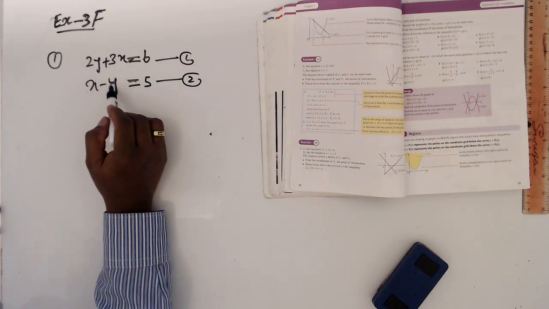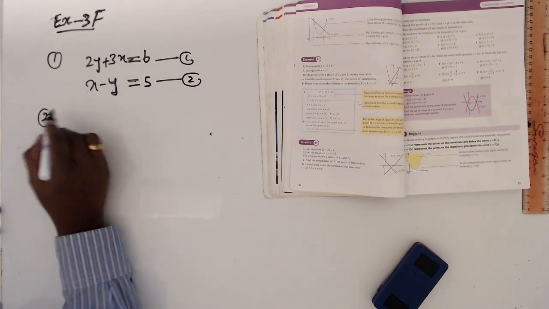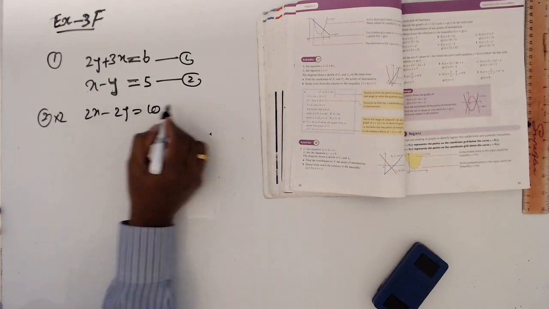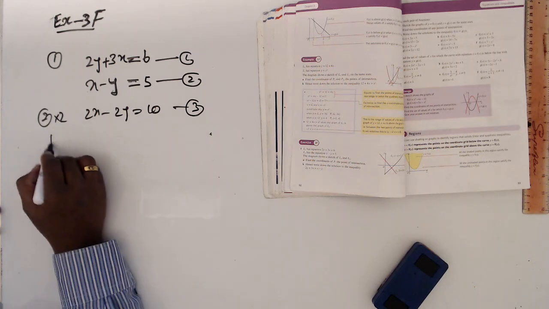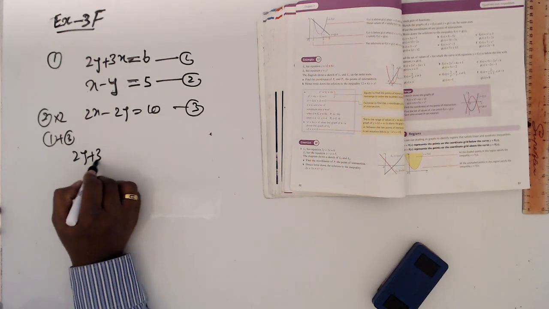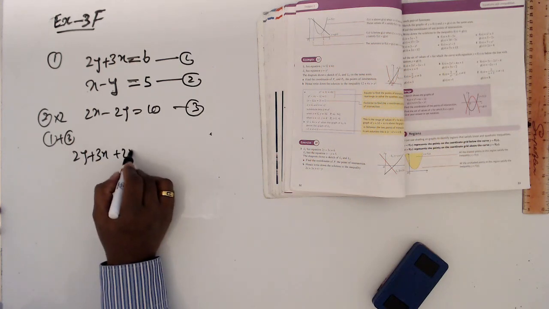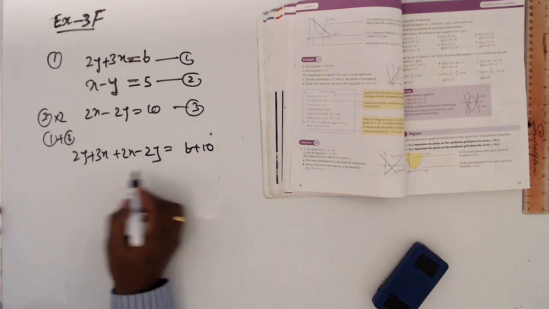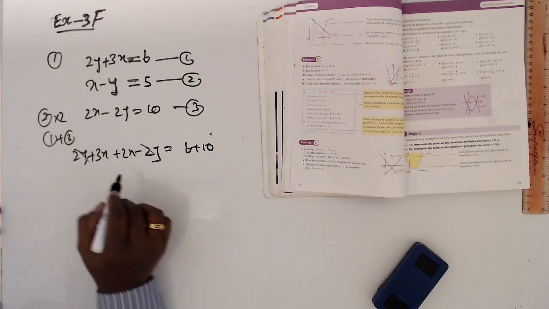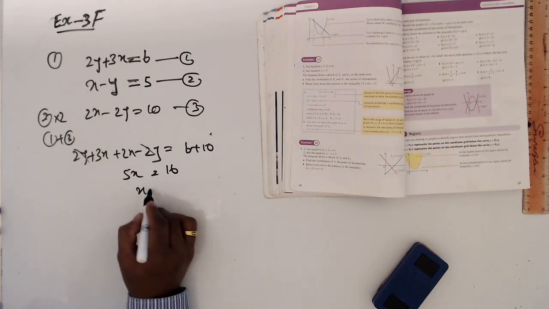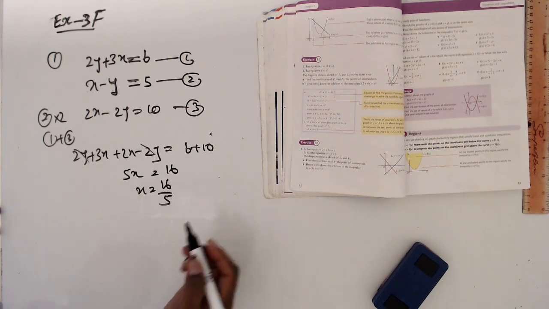Going to eliminate y. I can multiply by 2. This is 2x minus 2y equals 10. Then 3x plus 2y equals 6. Adding, plus 2x minus 2y equals 6 plus 10. Minus 2y plus 2y cancel out. 5x equals 16. x equals 16 over 5.